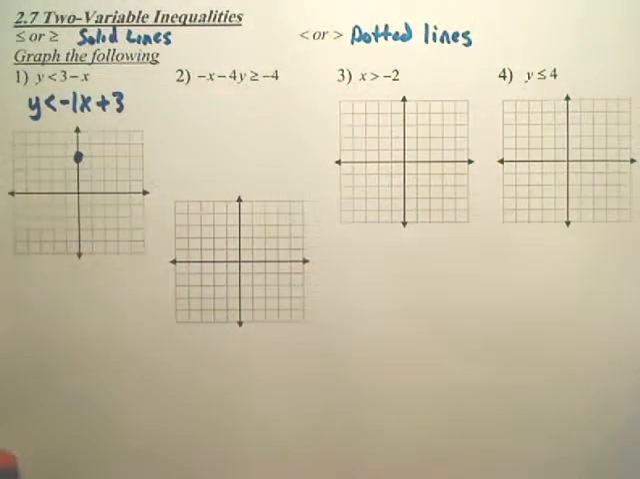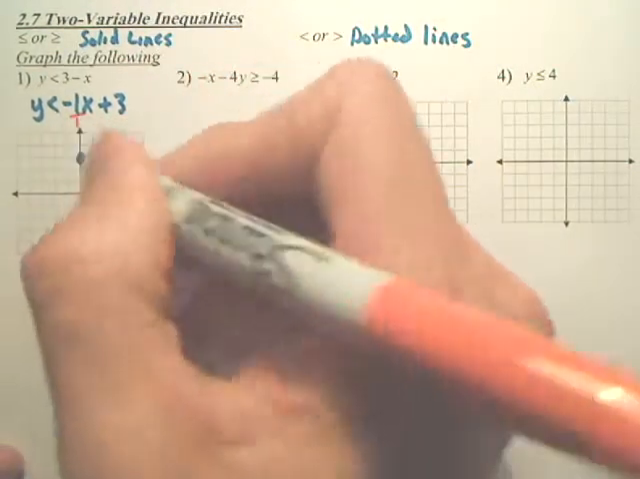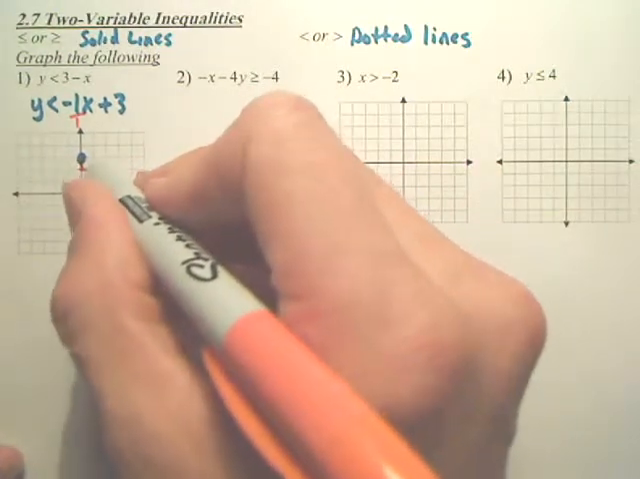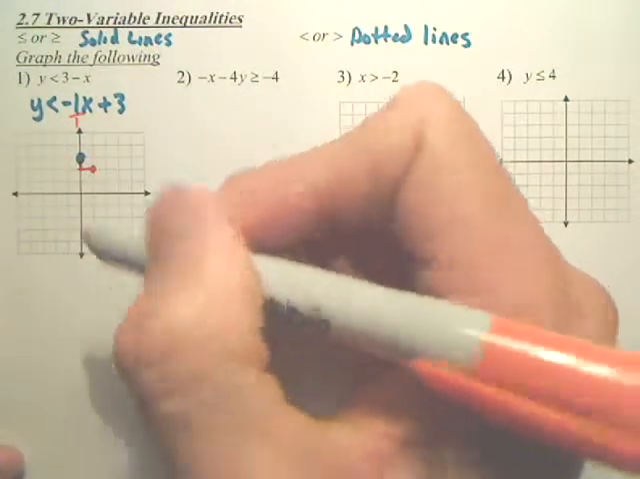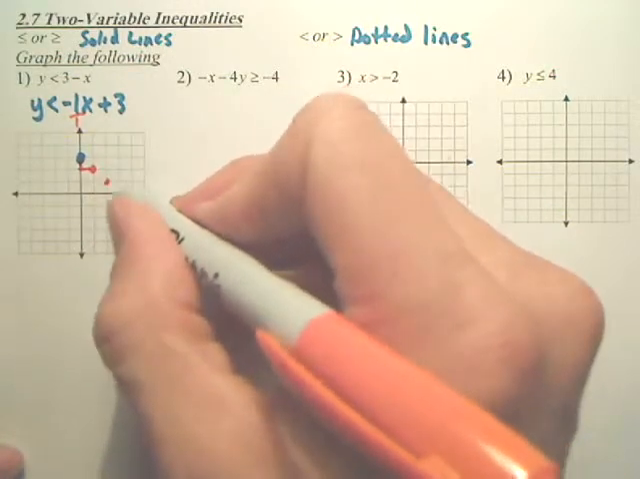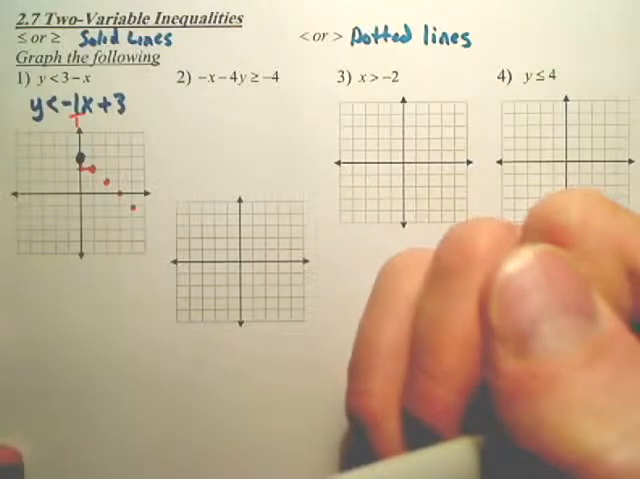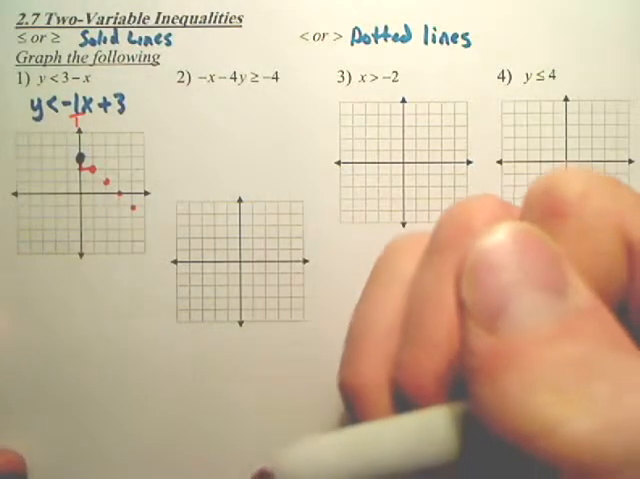Negative 1, well, negative 1 is really negative 1 over 1. So that means I'm going to go down 1 over 1. And I could keep doing that if I want to, down 1 over 1, get a whole bunch of dots if I want. And then I'm going to make my graph.